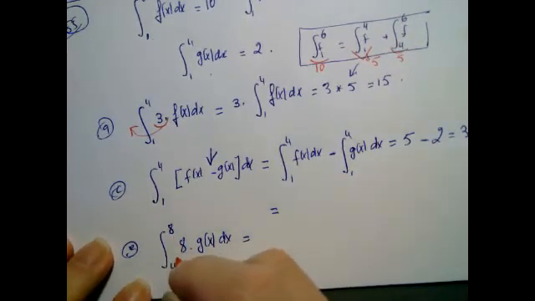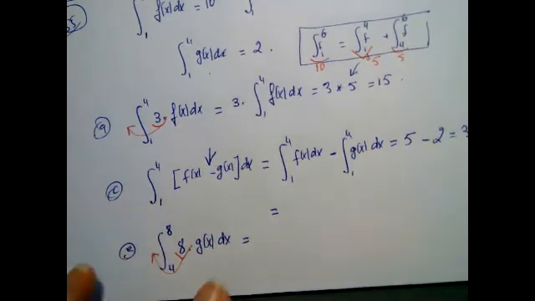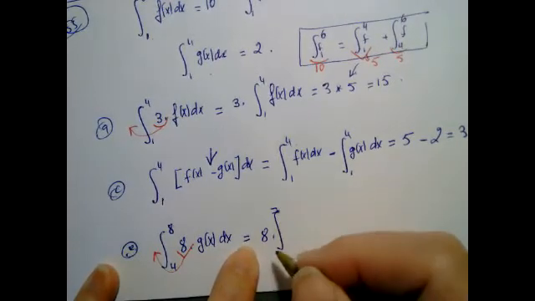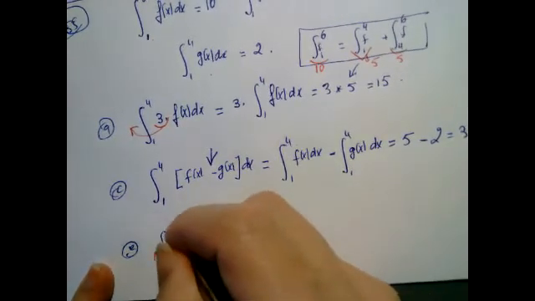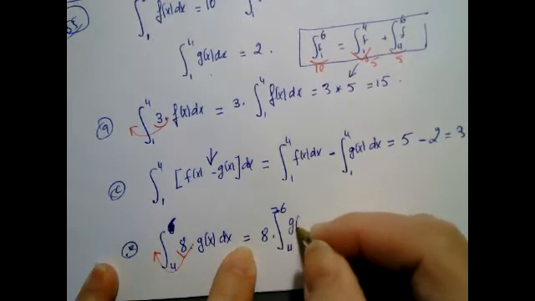Again, 8 is a constant. The constant can be taken out. I will have 8 times the integral from 4 to 6 of g of x dx.